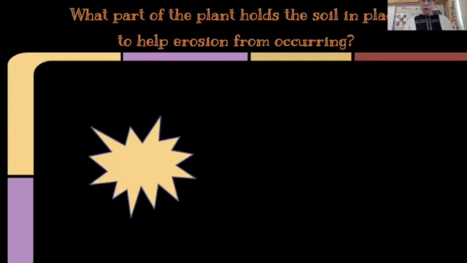All right, next question. What part of the plant holds the soil in place to help erosion from occurring? So think about planting vegetation when grass or weeds or shrubs are planted at the beach, right? What part of that plant holds the soil in place to help erosion from occurring? Pause if you need more time. The answer is the roots of the plant.